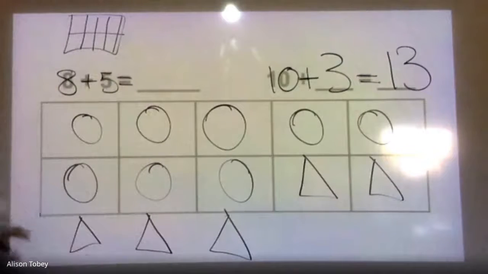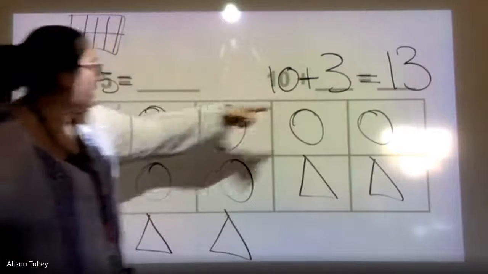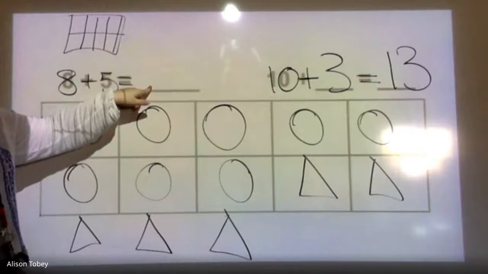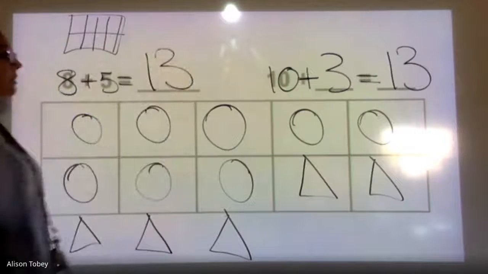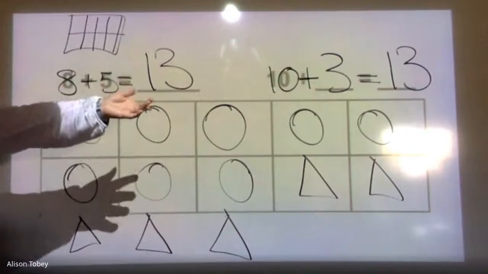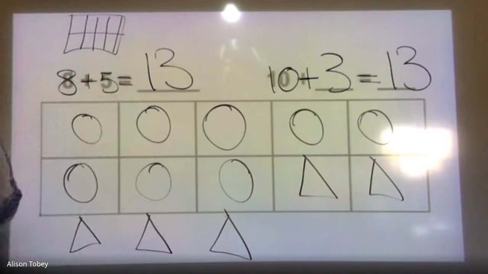So here's the thing. We drew 8 and we drew 5, right? So if that's 13, what is this one? 13. They're both 13, right? We just made a group of 10 is all. They're both 13. Perfect.